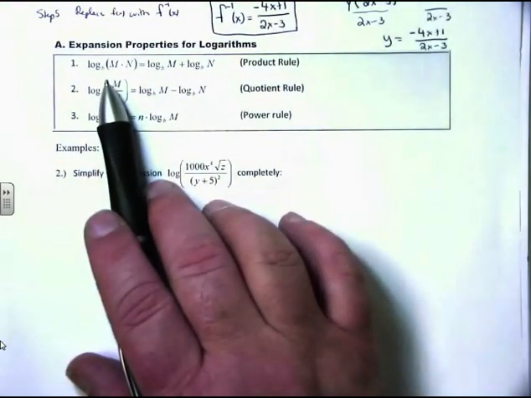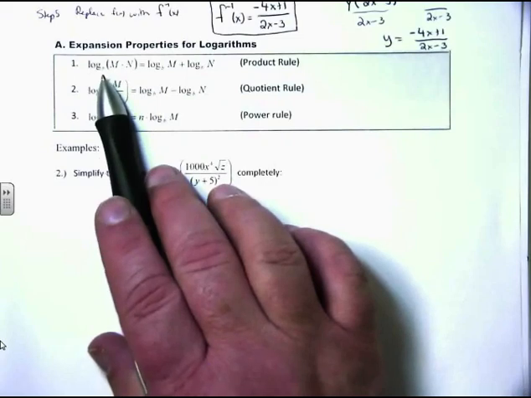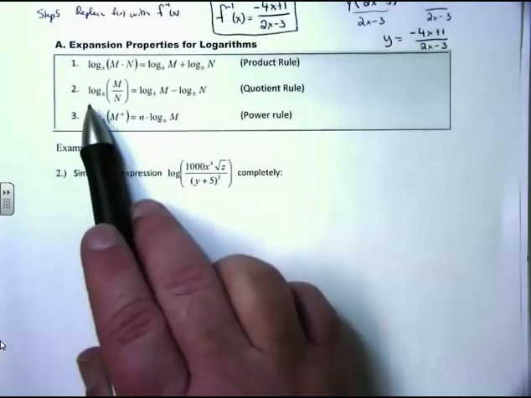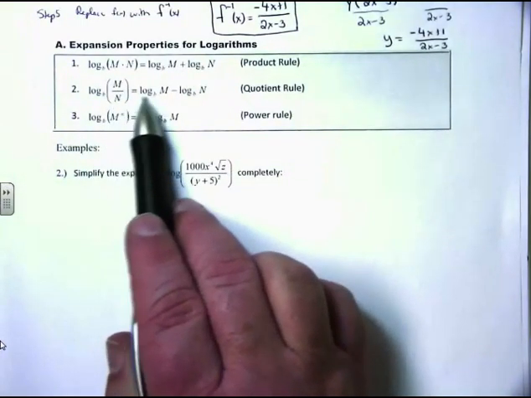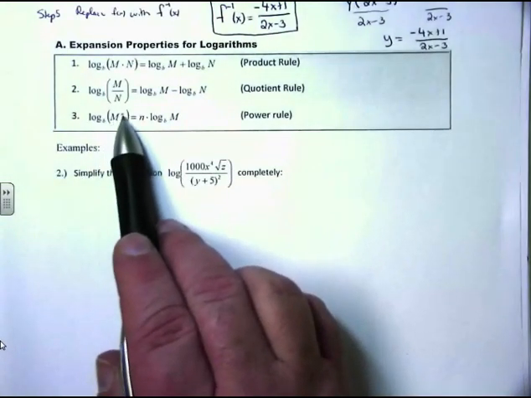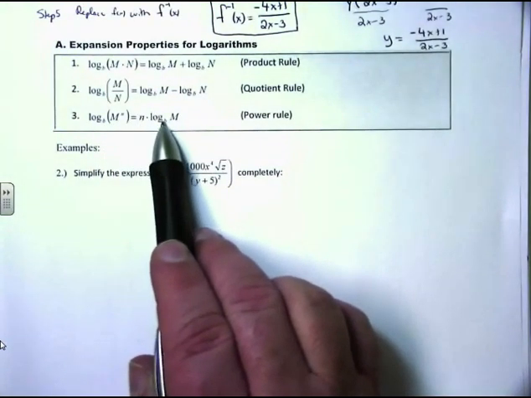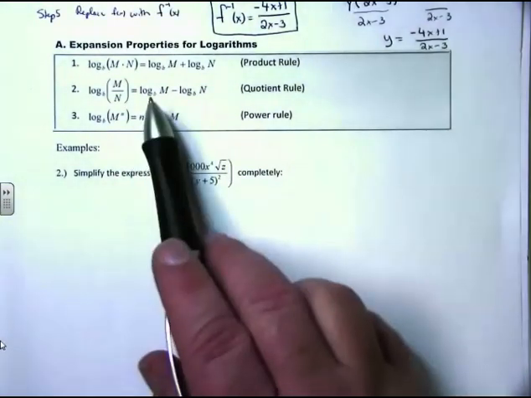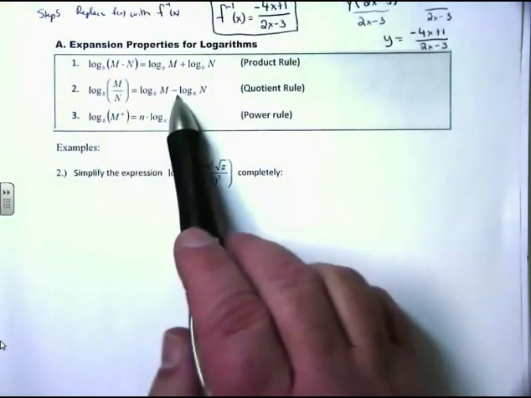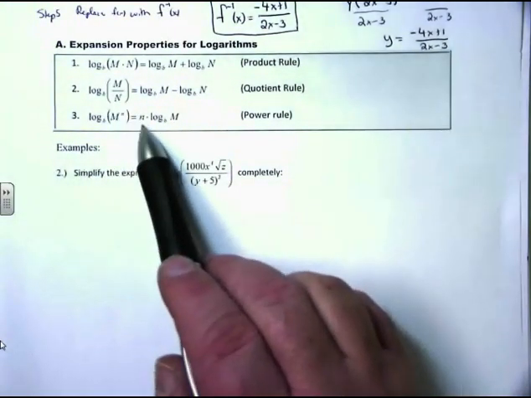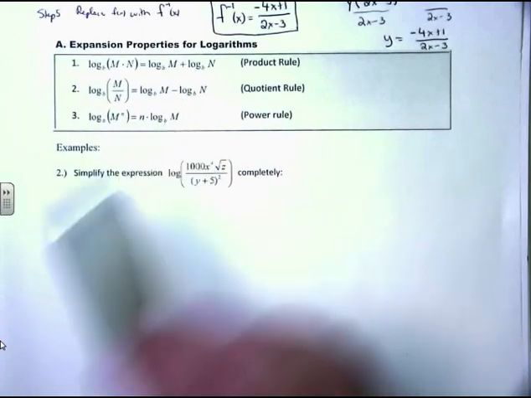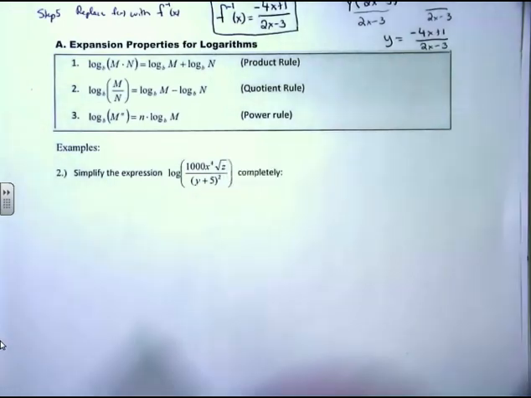So my log properties are the big three right here. Log base b of m times n is equal to log base b of m plus log base b of n. Log base b of m divided by n is the log base b of m minus the log base b of n. And the log base b of m raised to the n is equal to n times the log base b of m. In other words, with logarithms, multiplication turns into addition, division turns into subtraction, and powers get to go out front. So the log base b of m to the n gets to go out front of the log base b of m. Okay? So these are my big three log properties.